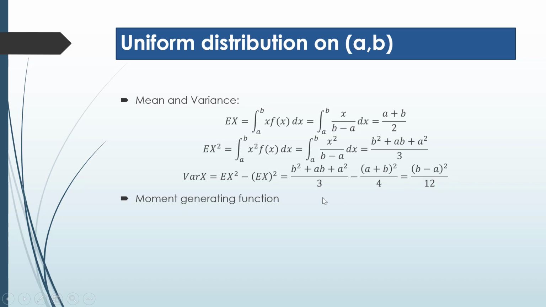And the last important thing to learn in uniform distribution is the moment generating function. Remember, the moment generating function is just the expected value of e to the tX. So we basically take the integral from a to b of e to the tx over (b minus a), because 1 over (b minus a) is the f of x. And this becomes (e to the tb minus e to the ta) over t times (b minus a). So that was about uniform distribution on an interval a to b.